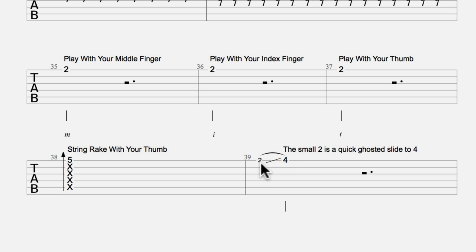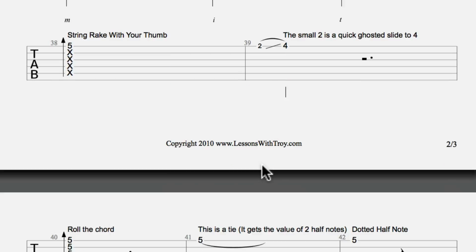That just means a quick ghosted slide. Ghosted slide means this doesn't really have a time value. It's a very quick slide from 2 to 4, let's say in this example, on your first string. So 2nd fret to 4th fret, but the 2nd fret sliding in is so quick that you just start there and slide into the 4th fret. So it doesn't really have a time value.